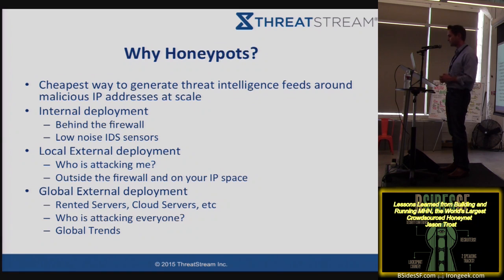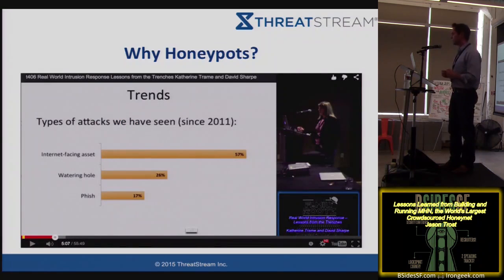So another kind of justification for honeypots. Did anyone here go to DerbyCon or see this talk at DerbyCon this year? This was a talk given by Catherine Traim and David Sharp. They're from GE's CERT team, who does APT hunting for GE's network. In this slide, they talk about the types of attacks that their team has responded to since 2011. The overwhelming majority of attacks they responded to were from internet-facing assets. So I think this slide alone really justifies deploying honeypots outside your firewall as a way to detect these guys trying to hit your internet-facing assets.